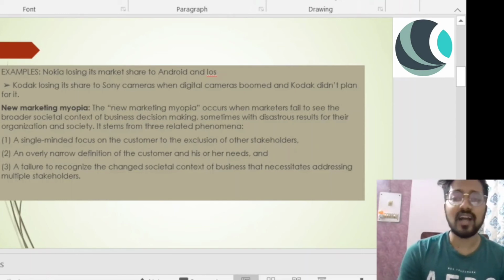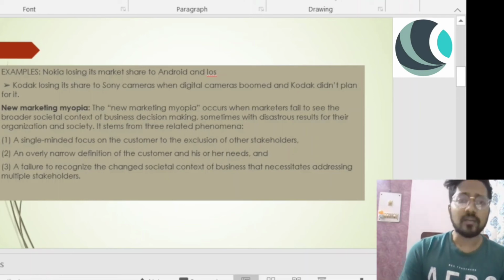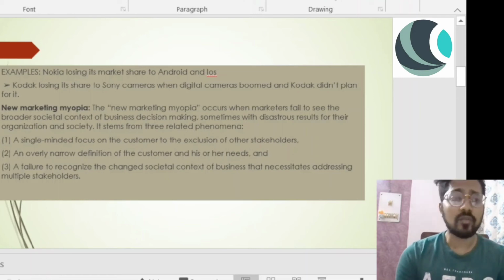Now, what is new marketing myopia? Let's discuss that. New marketing myopia occurs when marketers fail to see the broader societal context of business decision making, sometimes with disastrous results for their organization and society. Firstly, single-minded focus on the customer to the exclusion of other stakeholders. Now you know that any business, any corporation, any organization has many stakeholders, right? They have to cater to the customer.